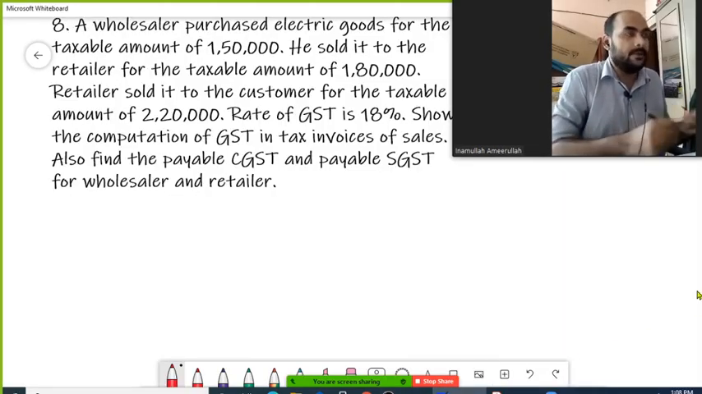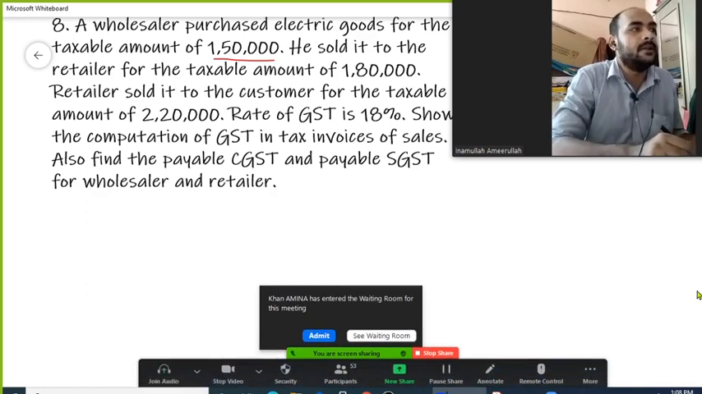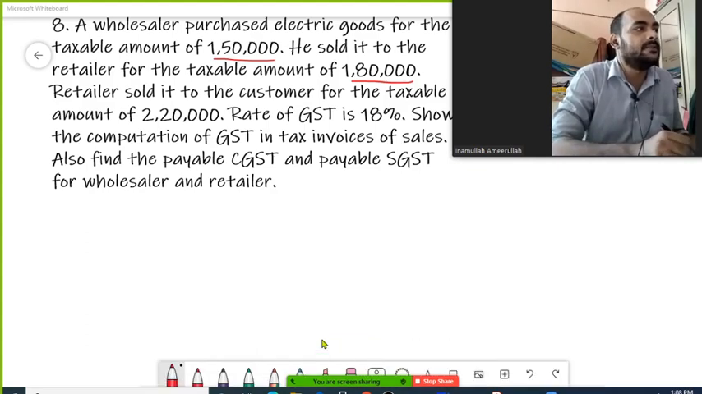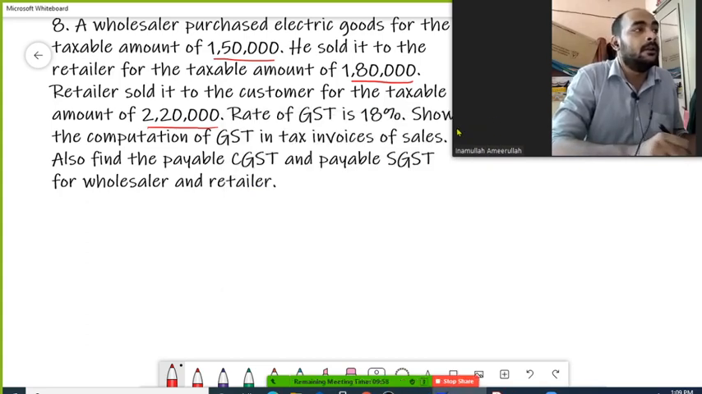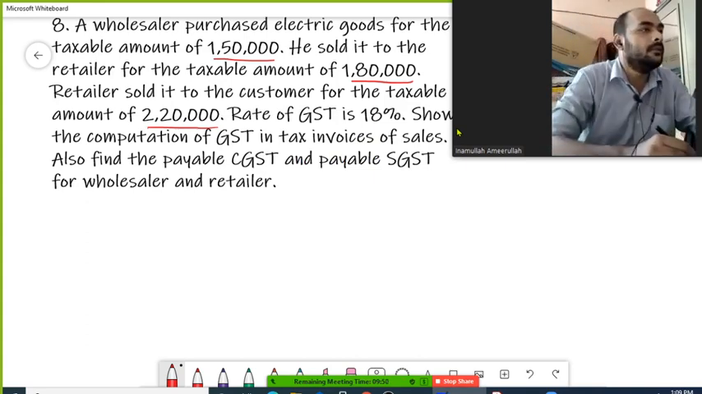Question number 8 from problem set number 4A. A wholesaler purchases electric goods for the taxable amount of rupees 1,50,000. He sold it to the retailer for the taxable amount of 1,80,000. The retailer sold it to the customer for the taxable amount of rupees 2,20,000. The rate of GST is 18%. Show the computation of GST in tax invoices.